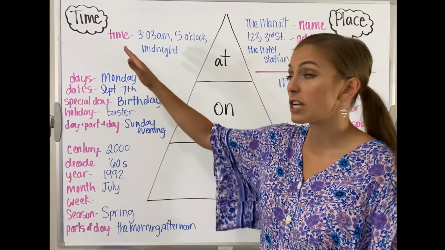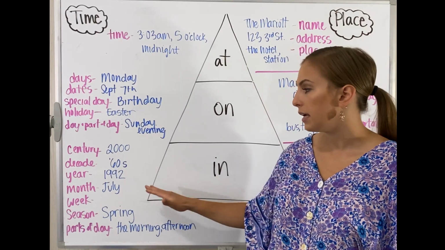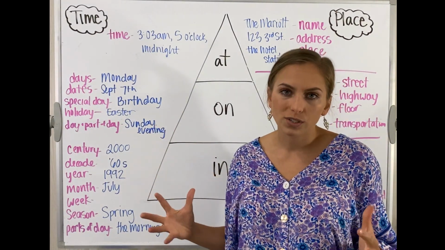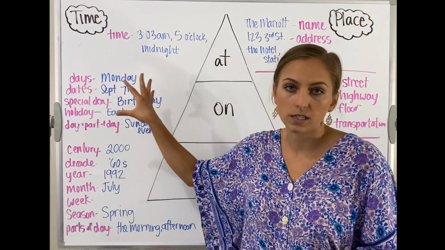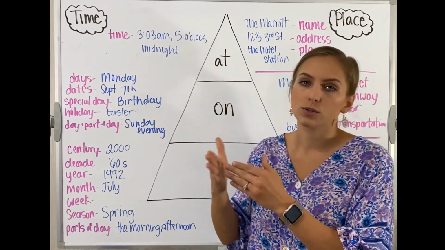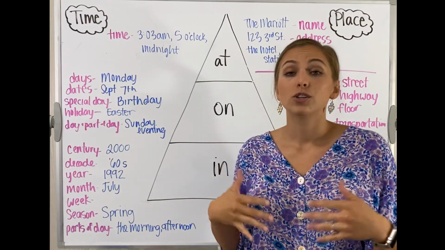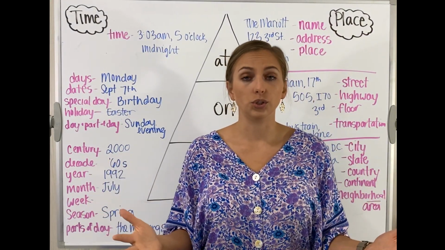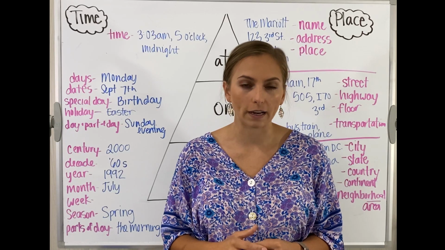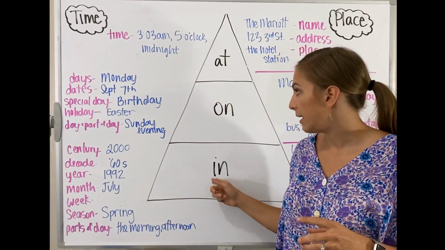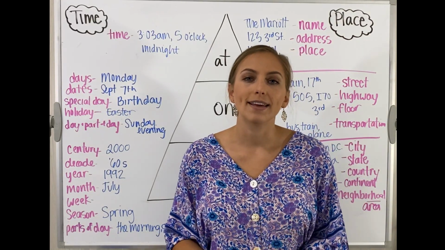And then same thing for time. So in these places here, in you're talking about the most general times. On, we talk about a little more specific times. And then at is the most specific time. So it kind of goes up from general to specific. So that's kind of a general rule that you can use as you are trying to understand and use these prepositions correctly. If you can try to remember in, on, and at, and that triangle, that's going to help you as you're trying to use them correctly.